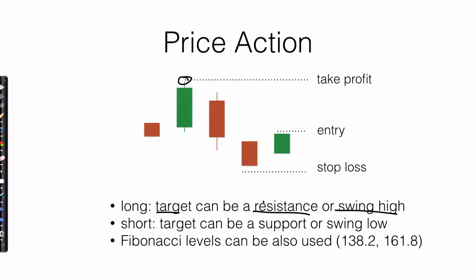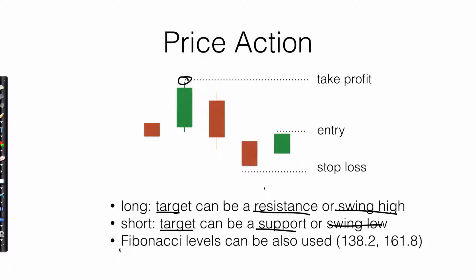Support and resistance, I explained them in a previous video. It can be horizontal, and there is also the channel, the trend line, identifying support and resistance. So you can have a look at those videos. But here I just want to use as example this one, the take profit, that is the swing high. And if you are short selling, the target can be a support or a swing low.